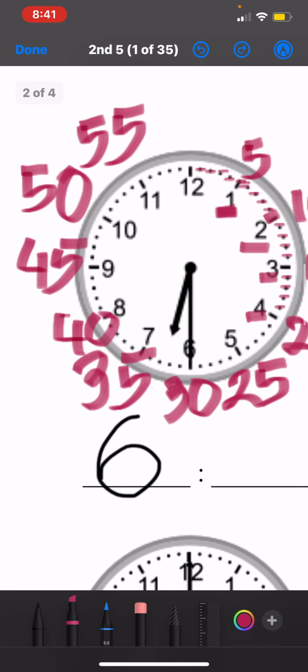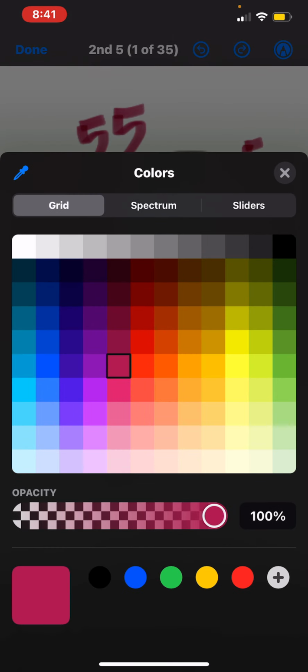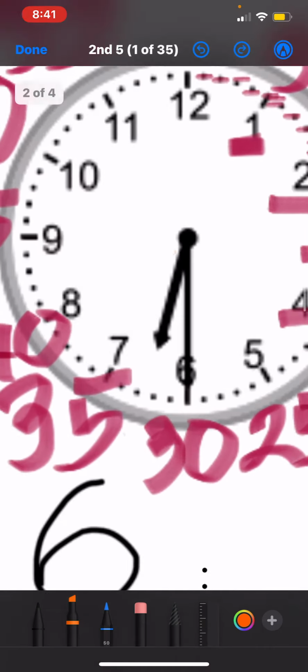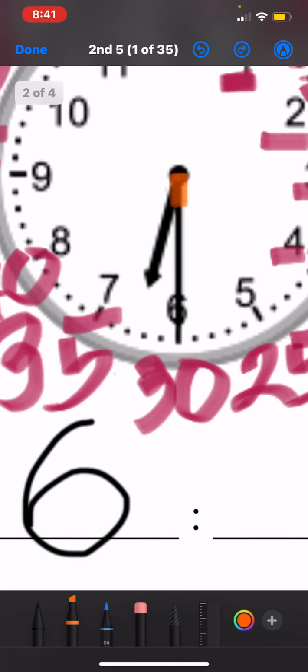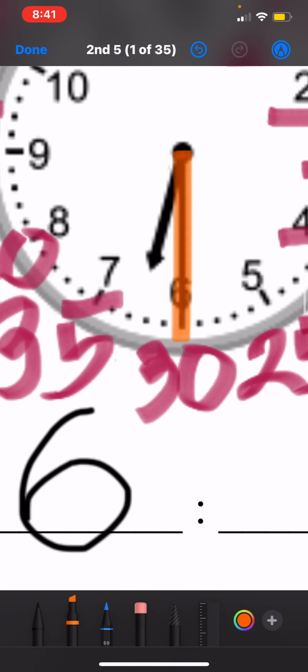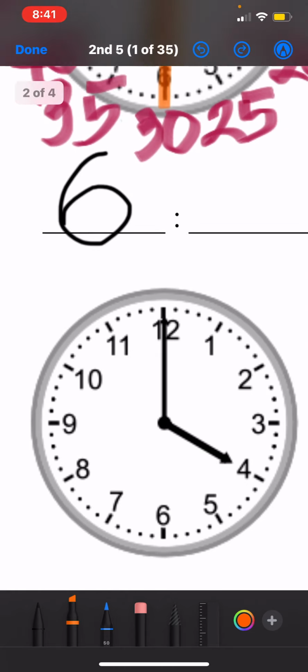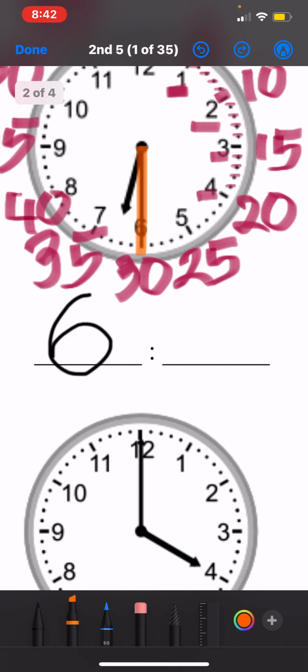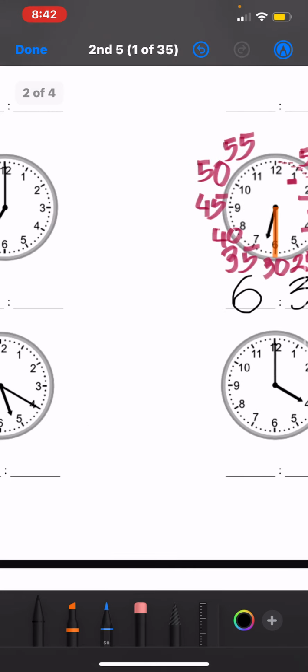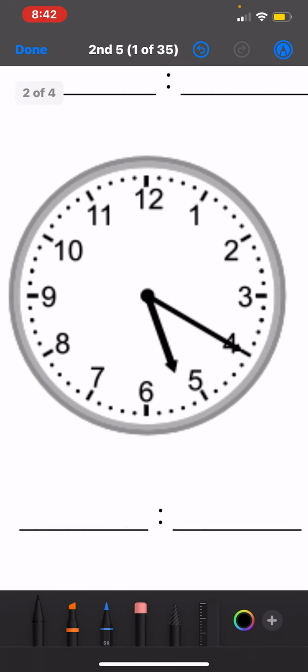So then let me ask you the question one more time. Looking at the long hand, the minute hand, what's the minute? Well, we can tell that it's the long minute hand, it's at 6, the hour 6. And at the hour 6, it is 30 minutes. So then that means it's going to be 6:30.